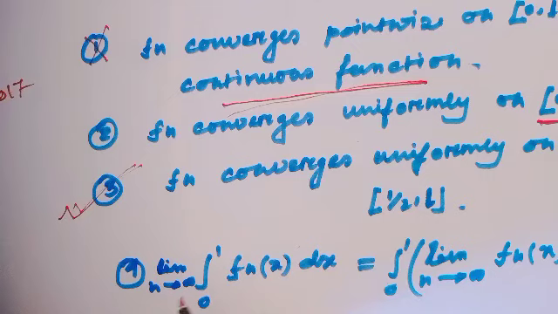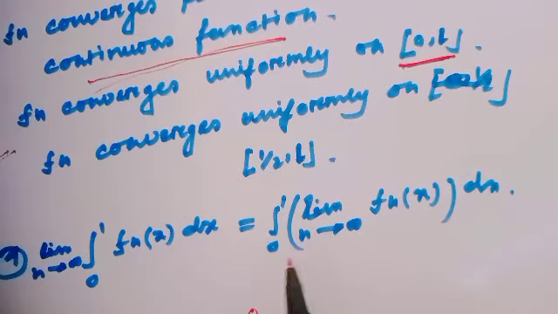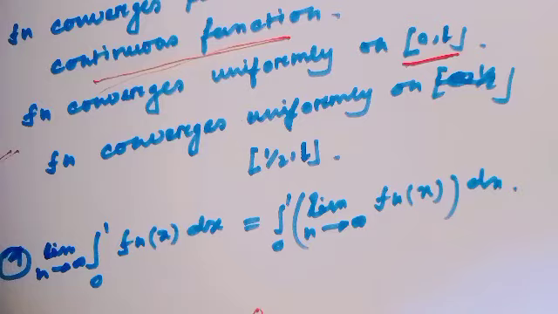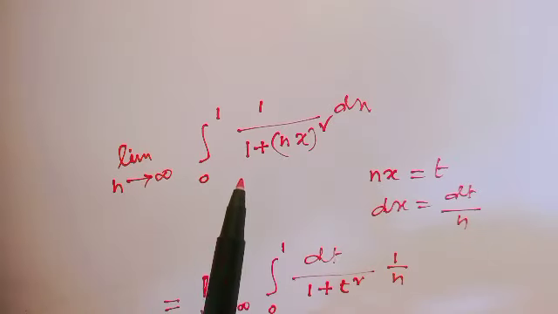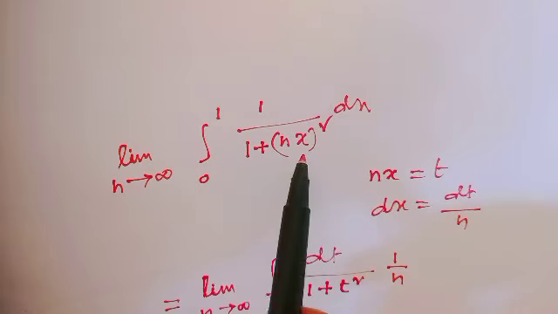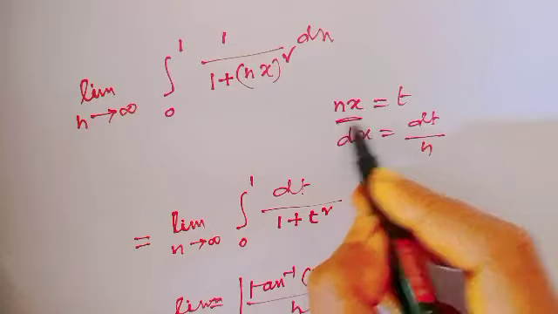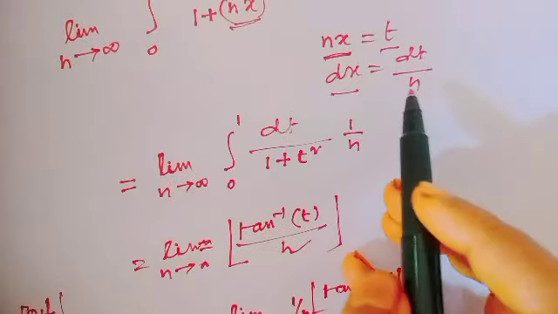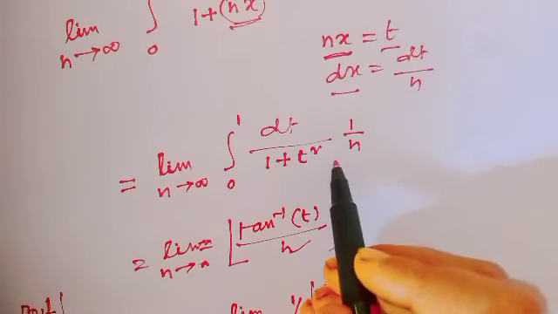The fourth option indicates the limit as n tends to infinity of the integral from 0 to 1 of fn(x) dx equals the integral from 0 to 1 of the limit as n tends to infinity of fn(x) dx. Take the limit as n tends to infinity of the integral from 0 to 1 of fn(x) dx. This would be 1 over 1 plus n squared x square. Now integrate. Consider nx equal to t. Then dx would be dt over n, and 1 plus n square x square becomes 1 plus t square.